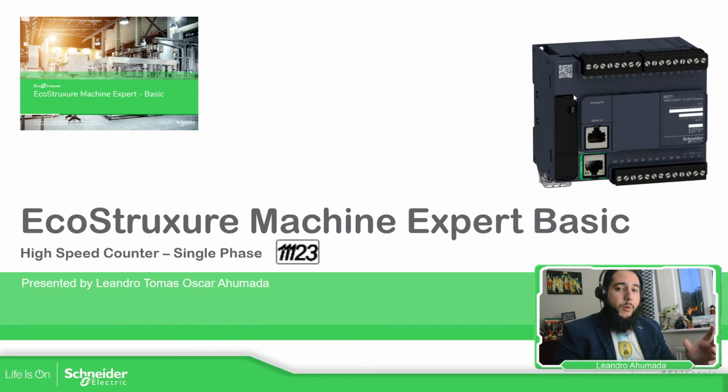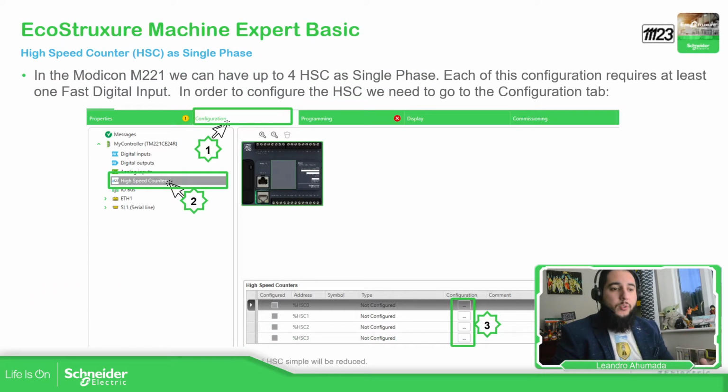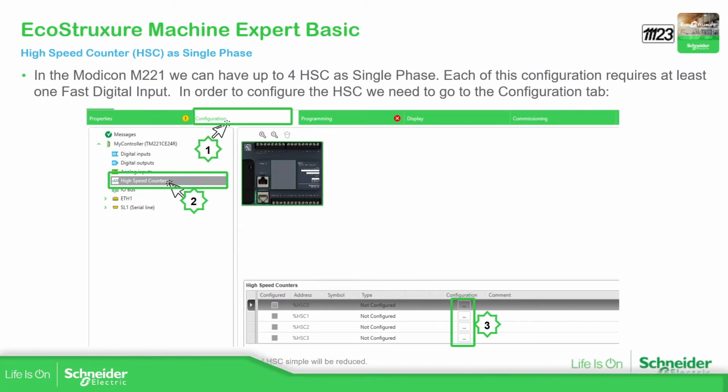So in the previous video we saw what a high-speed counter is and what we need to use on the PLC. In order to add this high-speed counter, we just need to go to configuration, select the high-speed counter, and then you should have 4 instances. In our case, we're going to use the single phase. If we have this M221, we can have up to 4 high-speed counters as single phase, but the total amount will depend on the other configuration.